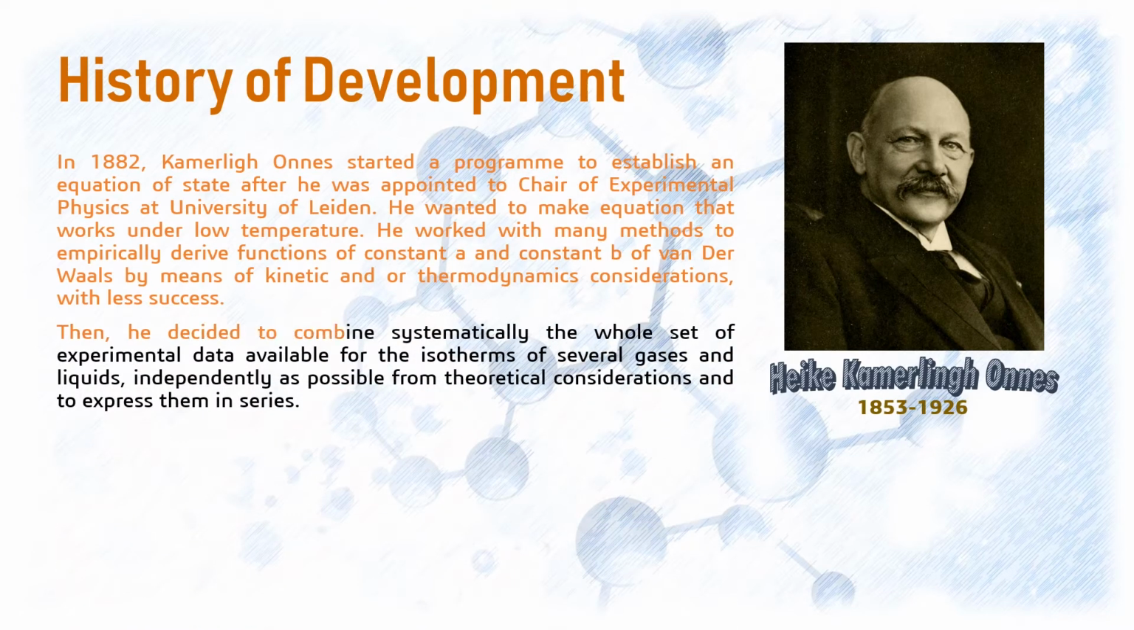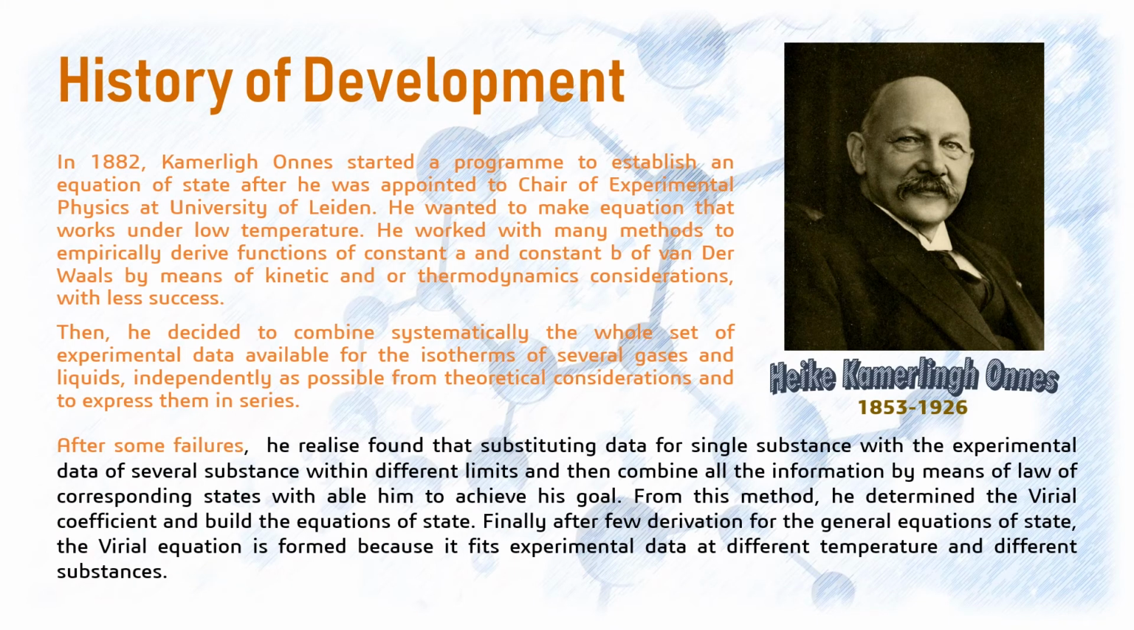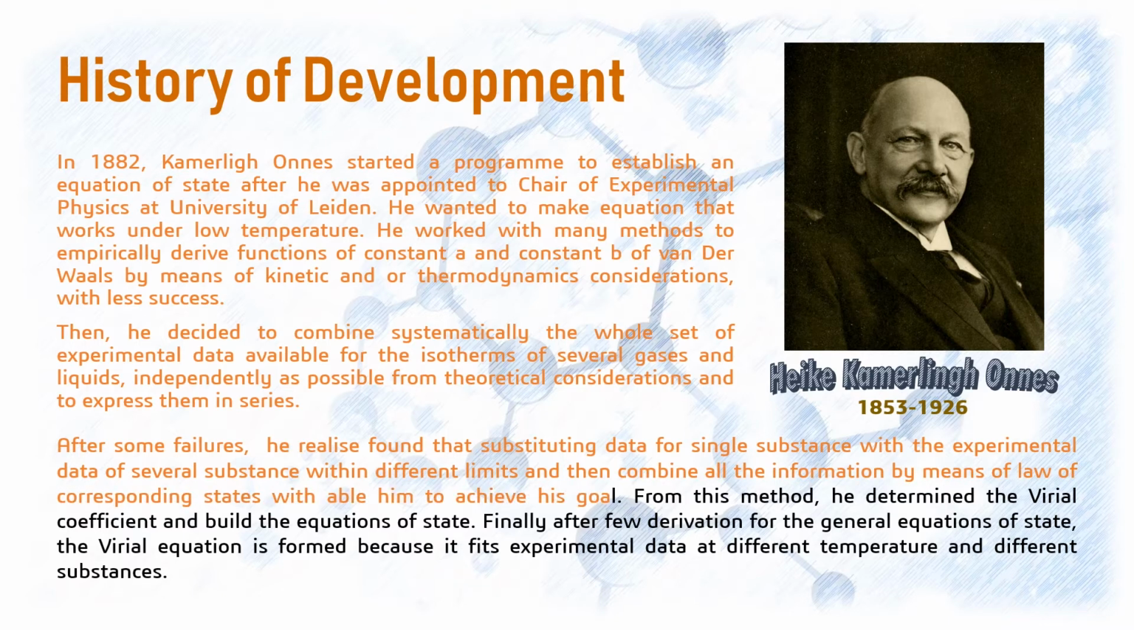Then, he decided to combine systematically the whole set of experimental data available for the isotherms of several gases and liquids, as independently as possible from theoretical considerations, and to express them in series. After some failures, he found that substituting data for a single substance with the experimental data of several substances within different limits, and then combining all the information by means of the law of corresponding states, would enable him to achieve his goal. From this method, he determined the virial coefficients and built the equations of state.